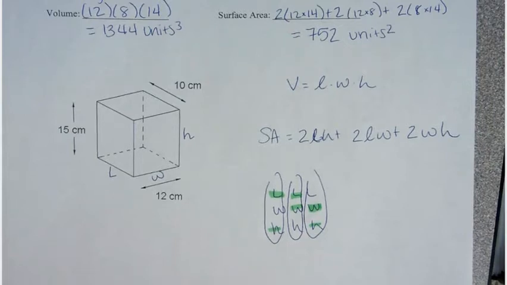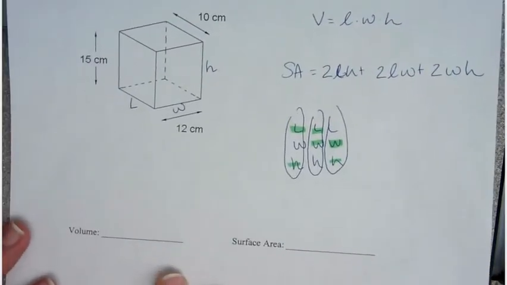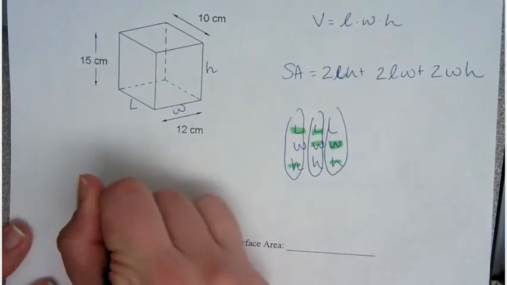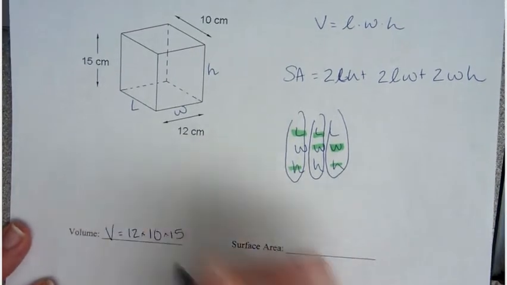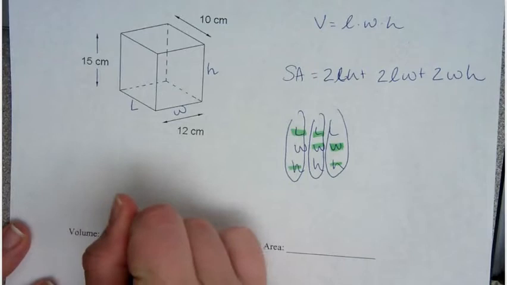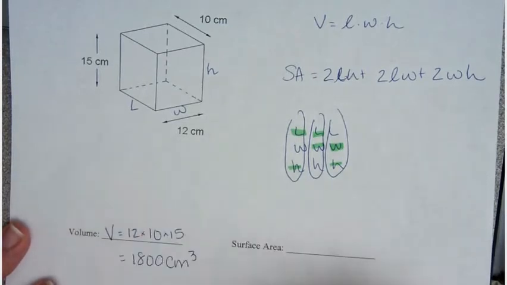So if you forget the surface area formula, that's one way you can help yourself remember how to create it. And then if we actually apply this to these values, the volume is equal to 12 times 10 times 15, which should give you 1,800 centimeters cubed. Okay.